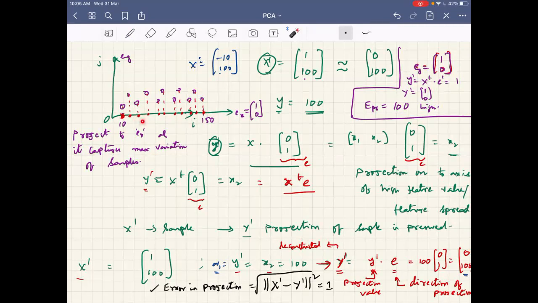That means you are only representing with a projection length. So if I am projecting (1, 100) onto the y-axis, then I am capturing 100 here, and I am leaving this one. But the value of the projection length, that is 100, is a single dimension. So the discussion here, we started with (1, 100).